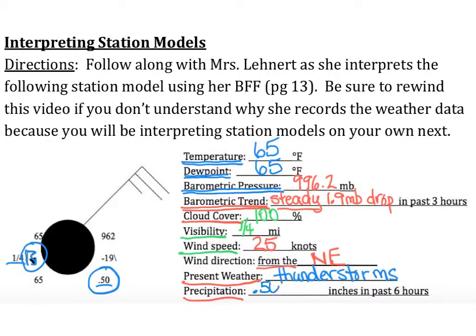So that means they've gotten 0.50 inches of rain. Yeah, because it's been thunderstorming. So they've gotten 0.50 inches of rain in the past 6 hours. Or in other words, this is a half of an inch of rain in the past 6 hours.